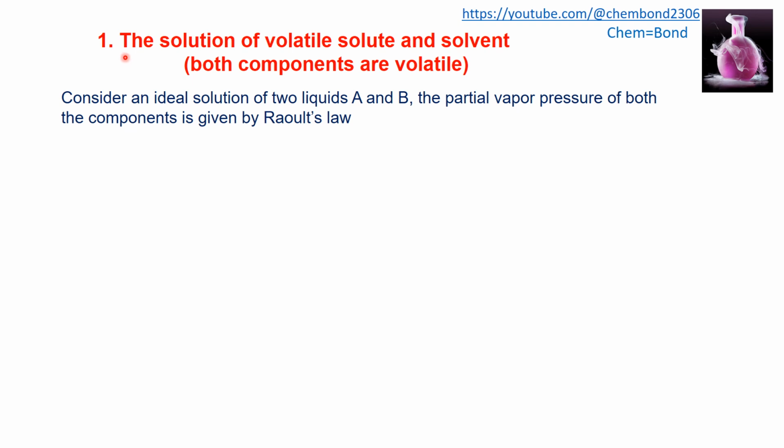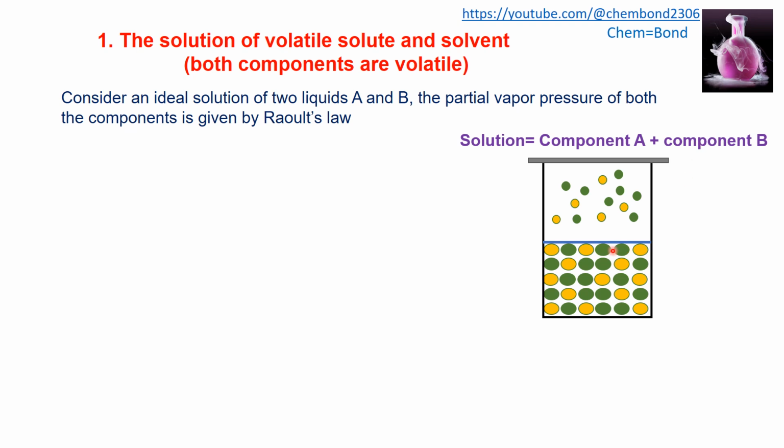So we will discuss the first case, the solution of volatile solute and solvent, which means that solute and solvent both are volatile. Consider an ideal solution of two liquids A and B. So we will produce a solution that is formed from liquid A and liquid B, or mixing of component A and component B. Because both component A and component B are volatile, both will produce vapors.